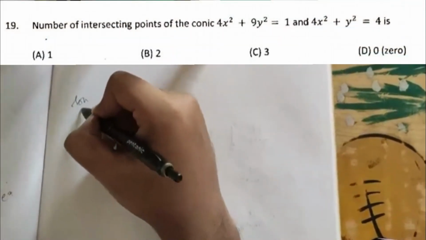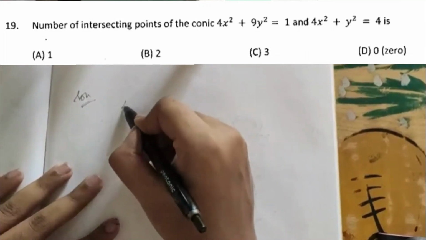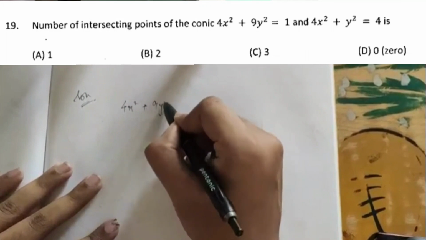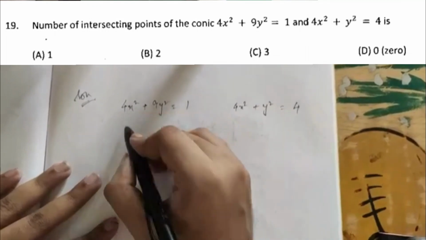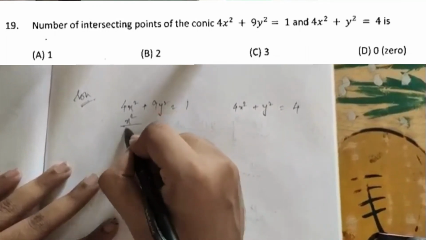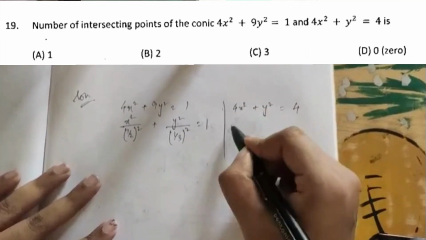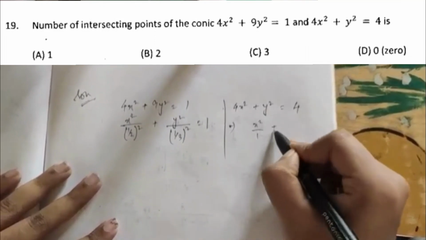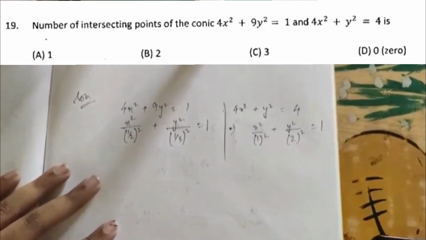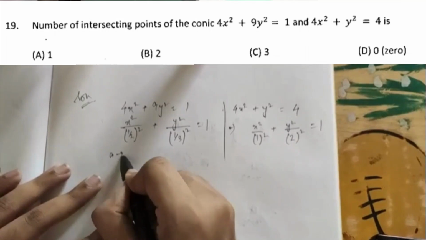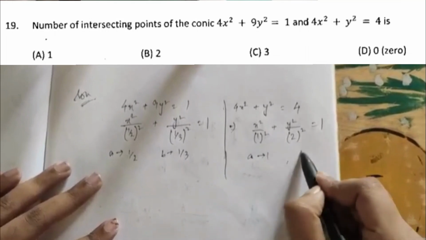In the next question, question number 19, it's been said to find the number of intersection points of the two given curves: 4x squared plus 9y squared equal to 1, and the other one is 4x squared plus y squared equal to 4. In the first case we can write it as x squared by half squared plus y squared by 1 by 3 squared equal to 1, and for the second case x squared by 1 squared plus y squared by 2 squared equal to 1. So in the first case the value of a is half and b is 1 by 3, and in the second case a is 1 and b is 2.